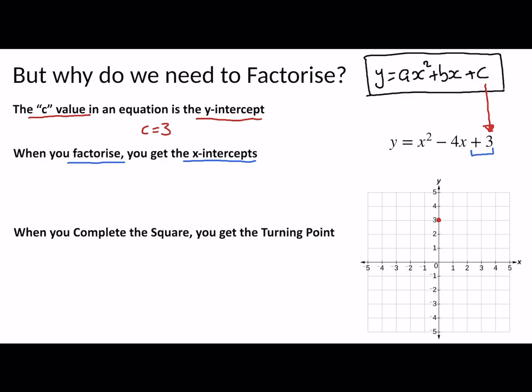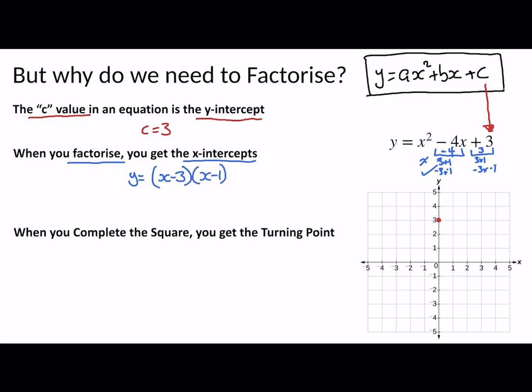Our c value is 3, our b value is negative 4. We want to think of the numbers that multiply together to equal 3 and add together to equal negative 4. So 3 times 1, not going to get to negative 4. 3 plus 1 is positive 4. Now what about negative 3 times negative 1? Negative 3 minus 1 is negative 4. So they're the ones we want. When we rearrange that, we get y equals brackets x minus 3, brackets x minus 1.